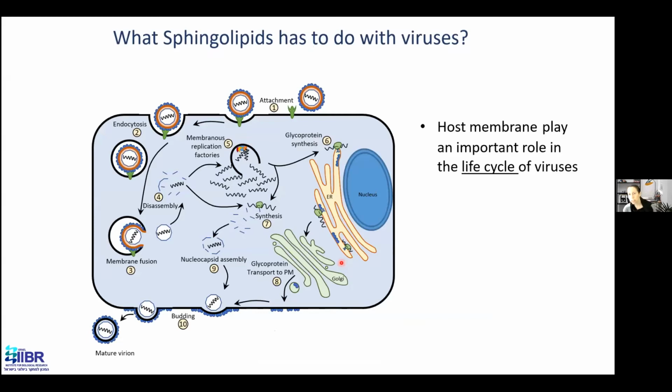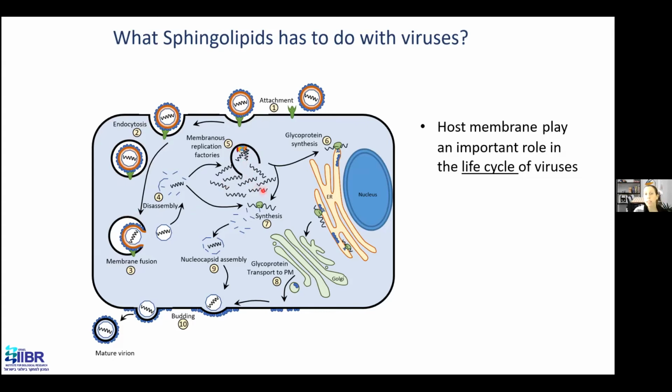So why study sphingolipids and viruses? What is the connection? What is the rationale behind it? This is a general overview of the life cycle of a virus in the cell. In every step in the life cycle of the virus, it uses a membrane. In attachment, the receptor can be a lipid or inside the membrane. So the membrane properties can influence the attachment and entry of the virus. The entry is by endocytosis, which of course uses the membrane machinery of the cells.